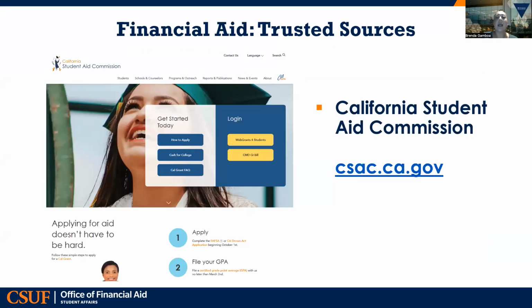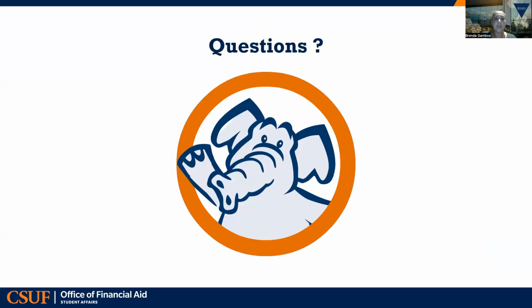And then you also have the CSAC website, the California Student Aid Commission's website, which again has the California aid that's offered. Again, very trusted. This is more for Cal Grants, the Chafee Grant, and the Middle Class Scholarship. So that's the presentation for today.